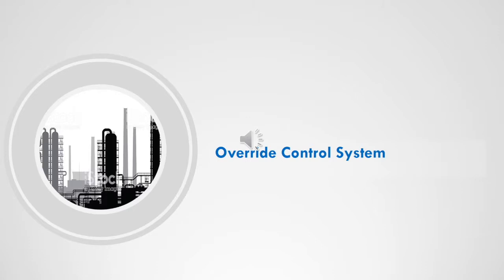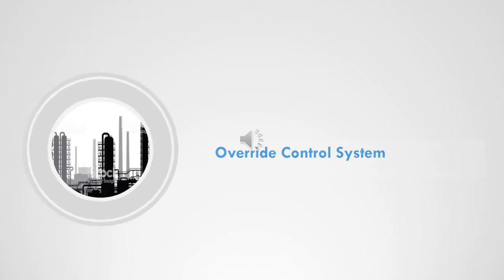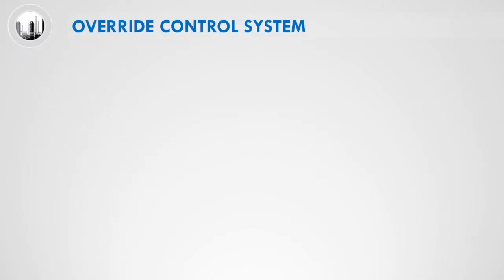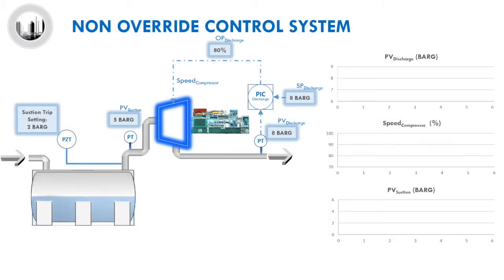In this video, we will learn about override control system. Override control or selective override is one of the application of selective control. To have a better understanding on the reason override control is applied, let us understand the limitation of a conventional control system. In this diagram, we will demonstrate the limitation of a conventional control system with no override function.